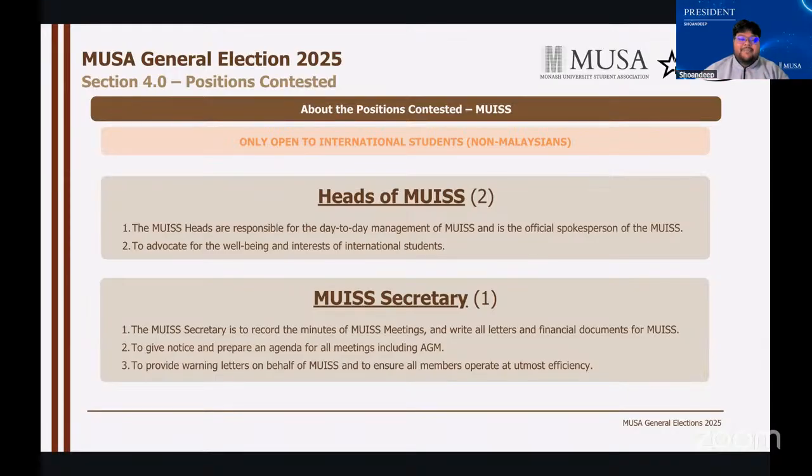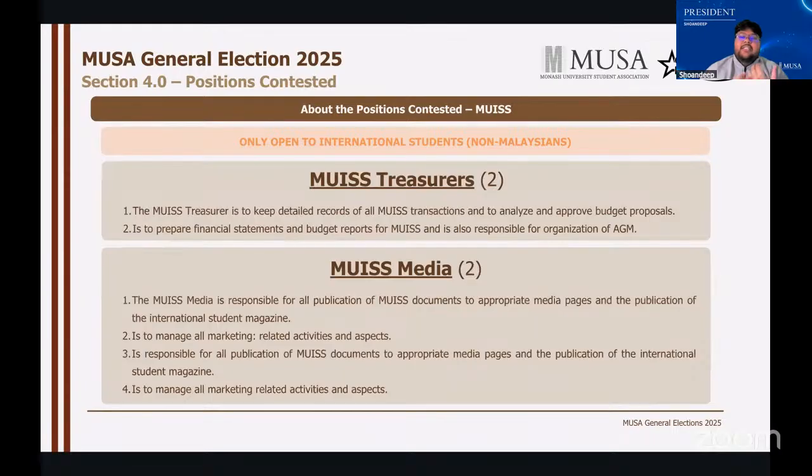So yeah. Now, the next one, the MOIS treasurers, similar to the finance directors, they are there to make sure that all transactions and all procedures are done properly with the approved budget proposals, to make sure all the country representatives maintain order in terms of how they are spending and how they're using it for their events, and to prepare financial statements and budget reports as well so that we are aware of how they're doing it, and also organization of the AGM. Nextly is MOIS Media.